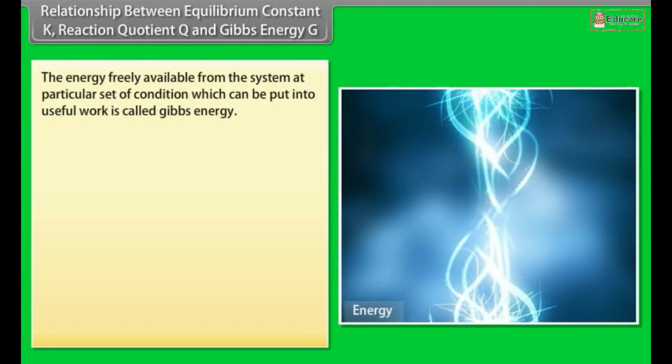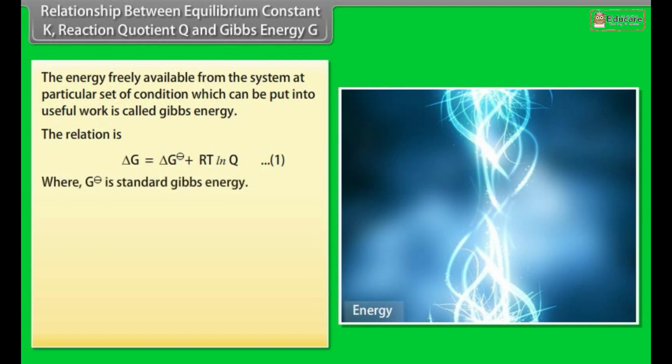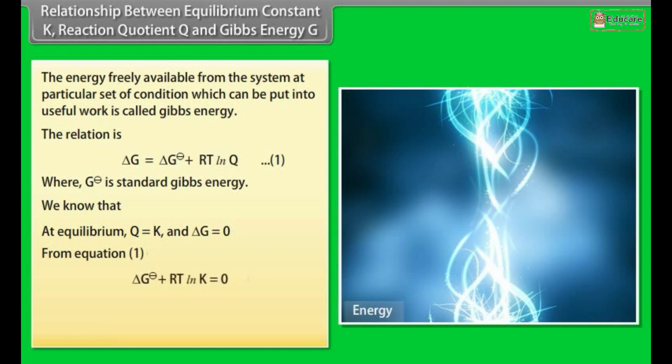Relationship between equilibrium constant K, reaction quotient Q and Gibbs energy G. The energy freely available from the system at a particular set of conditions, which can be put into useful work, is called Gibbs energy. The relation is, name it as equation 1, where ΔG° represents standard Gibbs energy. We know that at equilibrium, Q is equal to K and ΔG is equal to 0 from equation 1.